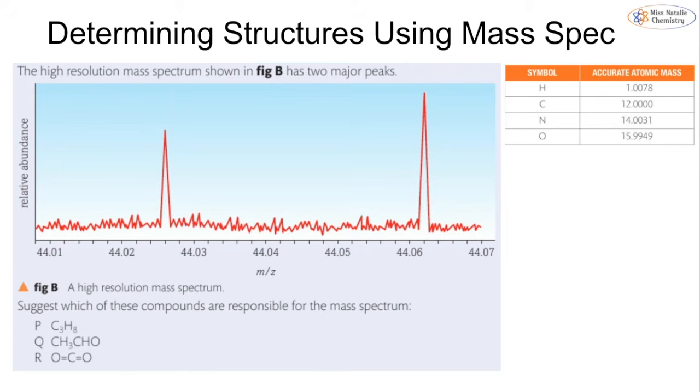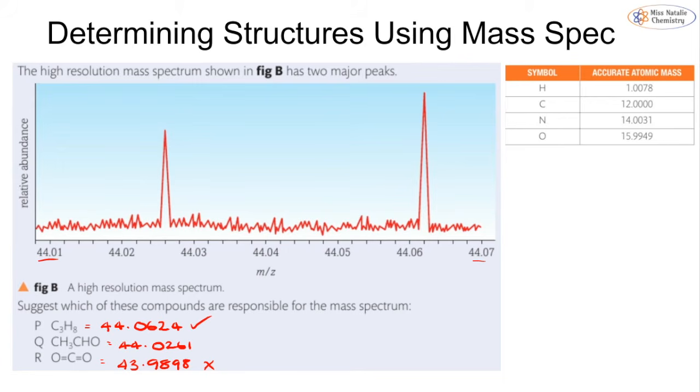Again, this time we're looking at a high resolution mass spectrum, and you can see it only goes between 44.01 and 44.07, and we want to figure out what each of these would be. So when we calculate our masses using these accurate atomic masses, we find that the first one is 44.0624, Q is 44.0261, and R is 43.9898. Now, the 43.9898 doesn't even appear on this mass spectrum, so this one is not present.